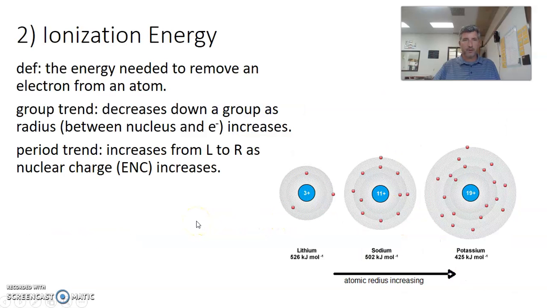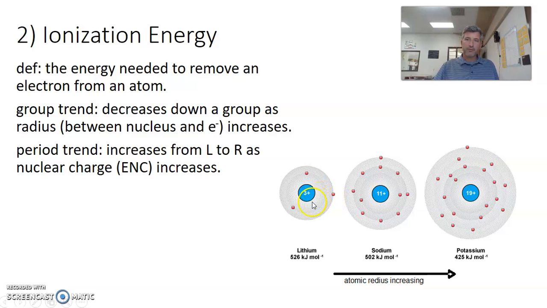All right, next up we have ionization energy. This is the energy needed to remove an electron from an atom. The group trend, and this actually is a group trend here. It's a little confusing because they're shown horizontally, but it's lithium, sodium, potassium, and those are all in group 1 of the periodic table vertically with lithium at the top. So the group trend is that ionization energy decreases as we move down a group because of that increase in radius between the positive nucleus and the valence electrons that are going to be lost.